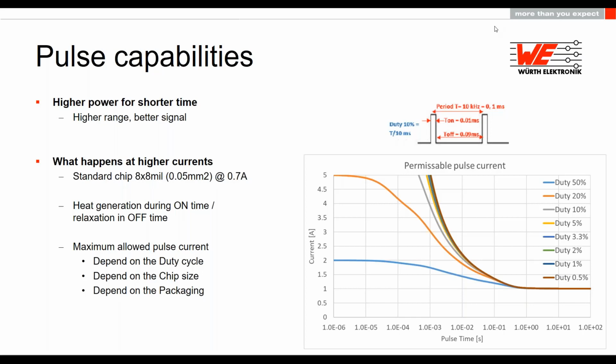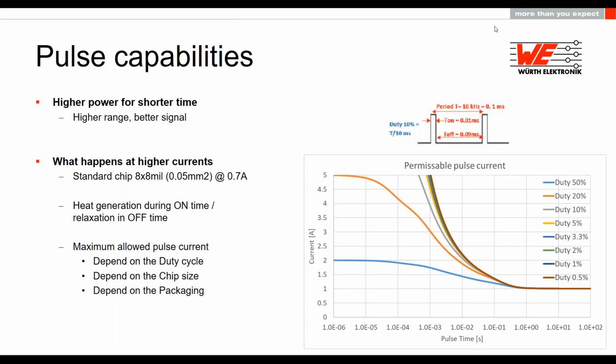What we need to say here is, yes, it's possible to pulse your LED with a higher current than the available continuous current. Why is this possible? Because we refer to the different pulse parameters, as shown above the graph. We have a duty cycle, on time and off time. And in the off time, the chip uses the time to cool down and to regenerate itself so it doesn't break.